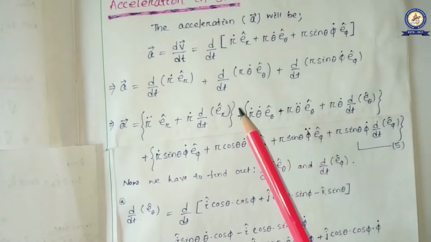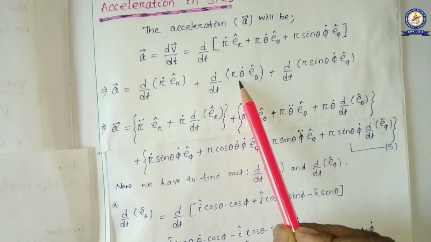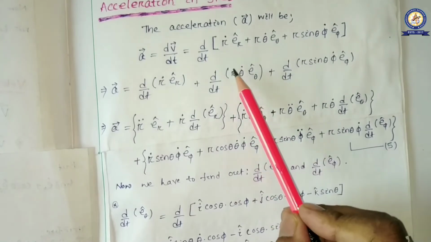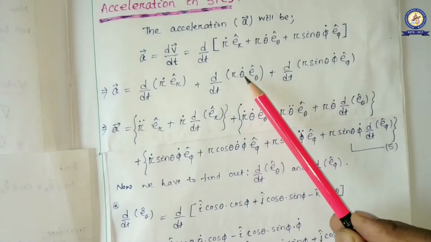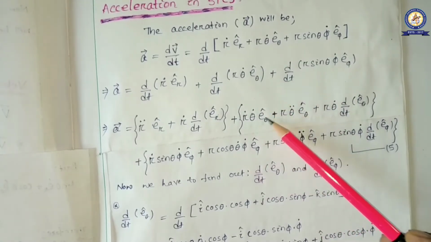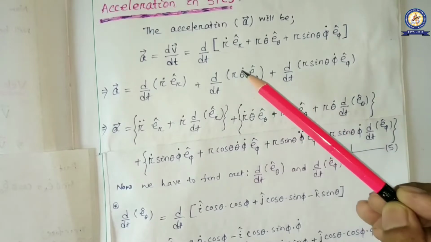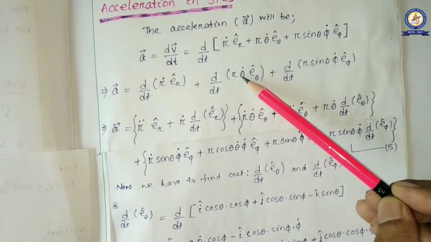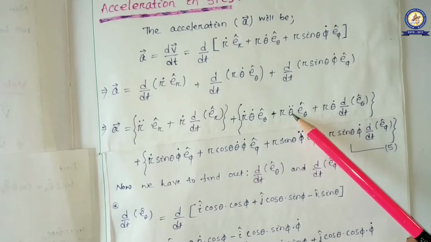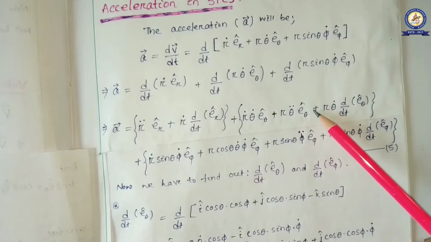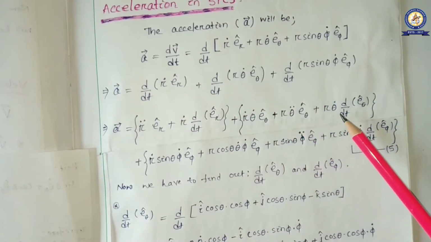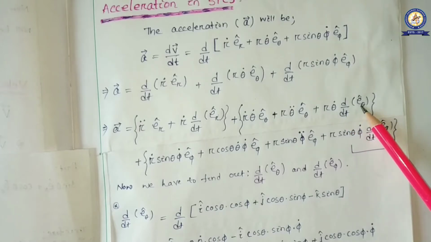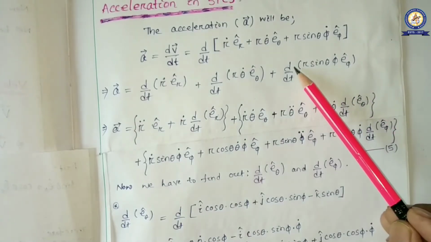Next we have to consider this term, and considering the product formula, first d by dt of r will be r dot, then theta dot as usual, written e_theta cap, plus r theta dot, d by dt of theta dot will be theta double dot, right? e_theta cap, then plus r theta dot d by dt of e_theta cap.